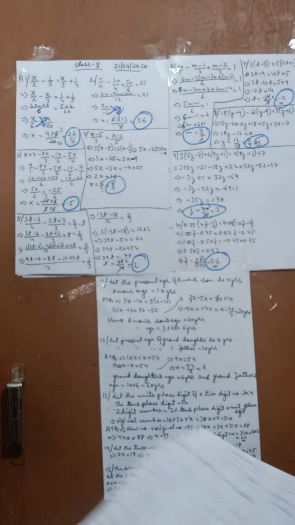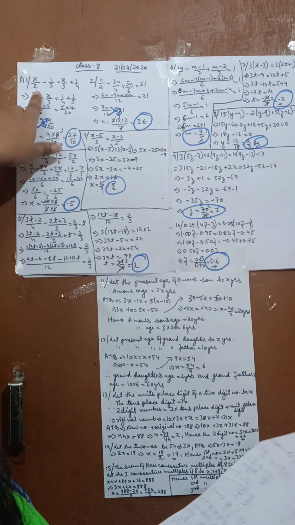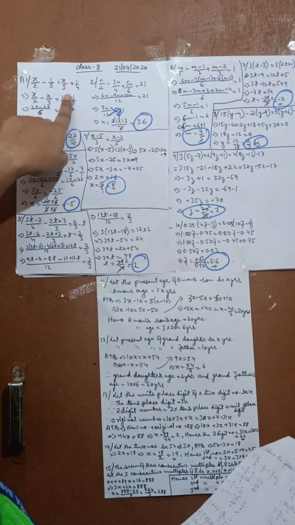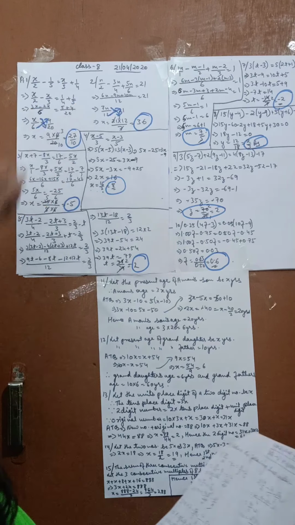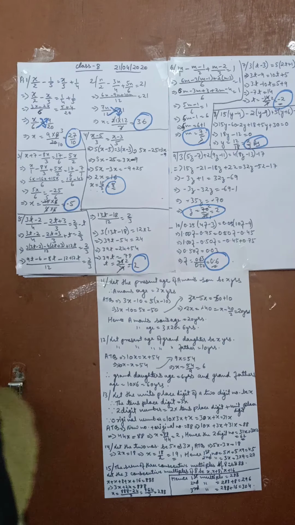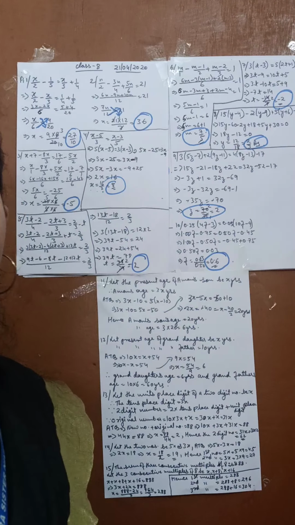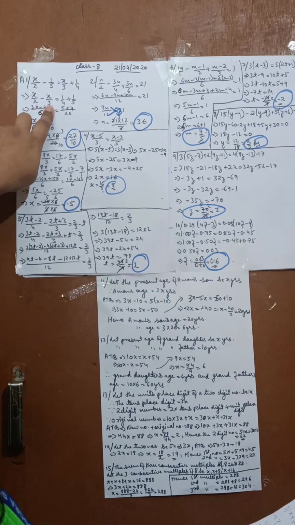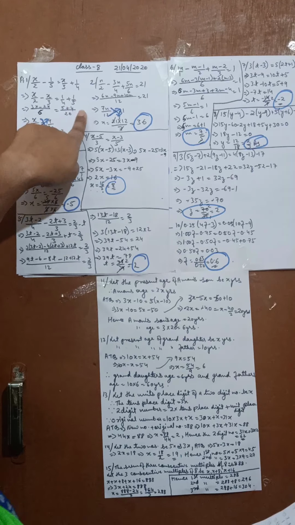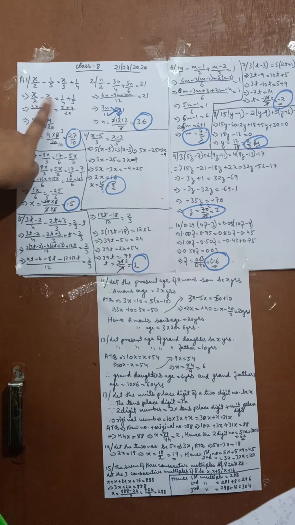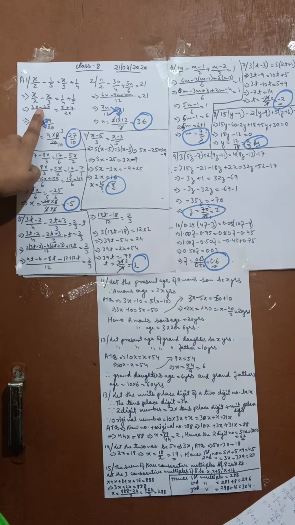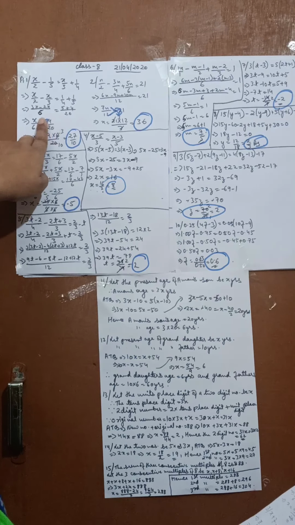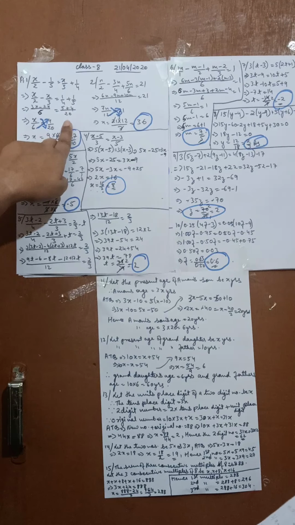Number 1 is x by 2 minus 1 by 5 is equal to x by 3 plus 1 by 4. What we will do here is we have to find the value of x and we'll keep all the x values on one side. So x by 2 minus x by 3 is equal to 1 by 4 plus 1 by 5. We'll take the LCM of 2 and 3 and it becomes 3x minus 2x by 6 is equal to 5 plus 4 divided by 20.